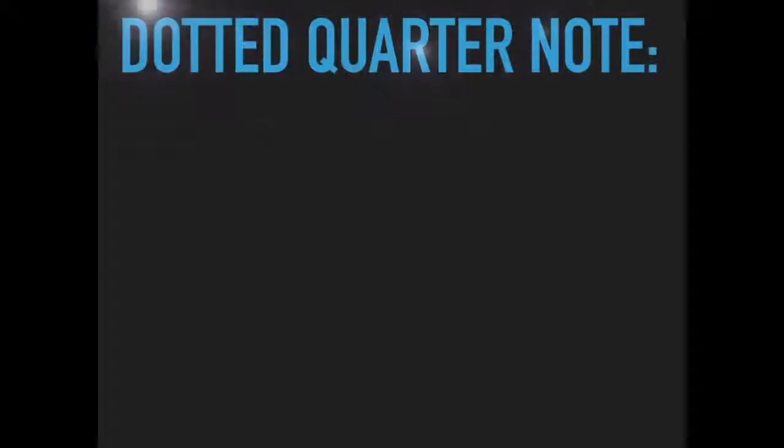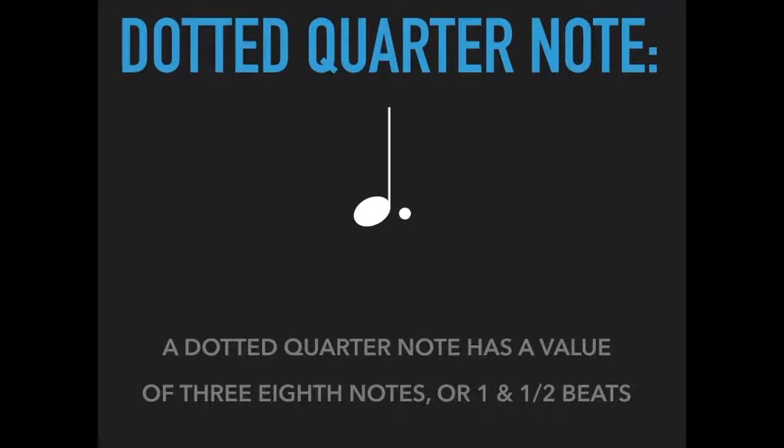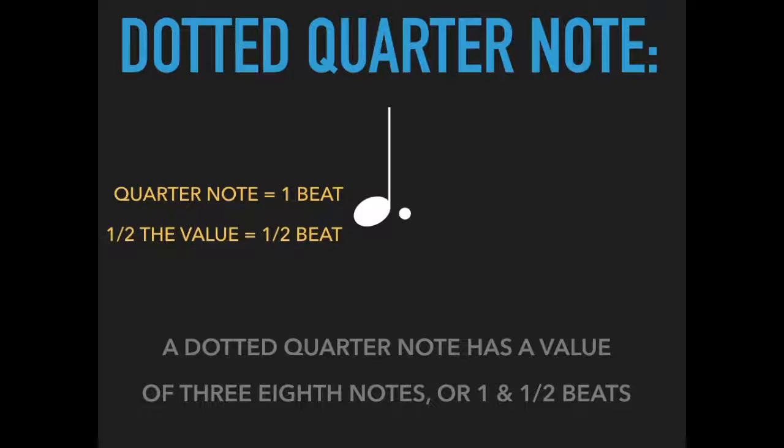Now we're going to look at another new rhythm. This is called a dotted quarter note. A dotted quarter note has a value of 3 eighth notes, or 1.5 beats. Remember what the dot means. We have a quarter note that's worth 1 beat, and the dot is worth half of the value of that, which is half a beat. When we add these together, it equals 1.5 beats total.